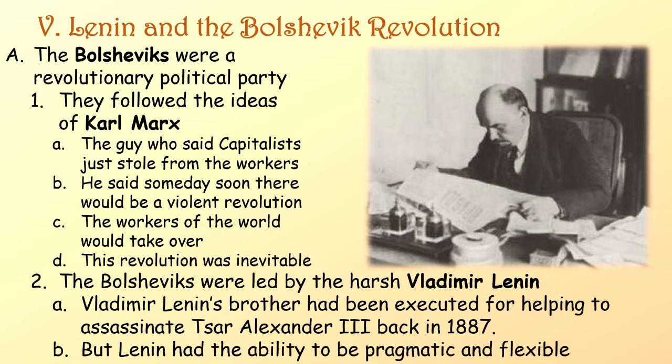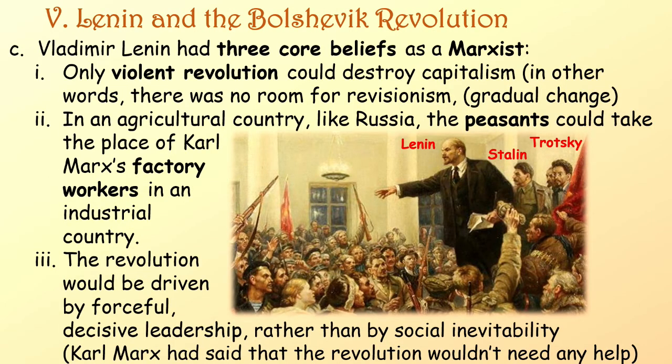Vladimir Lenin's brother had been executed for helping to assassinate Tsar Alexander III way back in 1887. So he had kind of an axe to grind. But Lenin also had the ability to be pragmatic and flexible if he had to be. Vladimir Lenin had 3 core beliefs as a Marxist. Number 1, only violent revolution could destroy capitalism. In other words, there was no room for gradual change or negotiation.